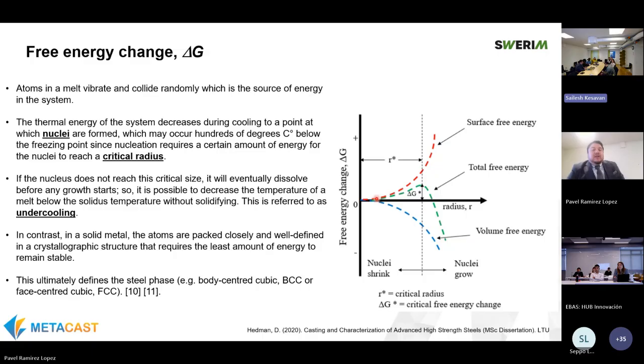In contrast, for solid metals, the atoms are packed closely and well-defined into crystallographic structures that require the least energy. So it is the least energy form of the system. And how this packing occurs is what will define the phases. So if we have a body-centered or a face-centered structure, it will be how this packing is done, and how the other atoms of the alloying element fit into this structure will also affect what kind of structures, microstructures, we get at the end.